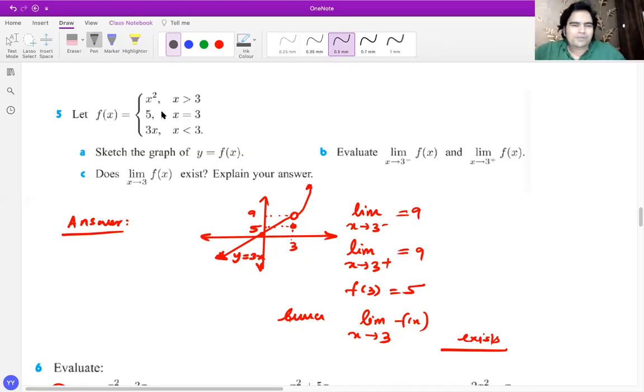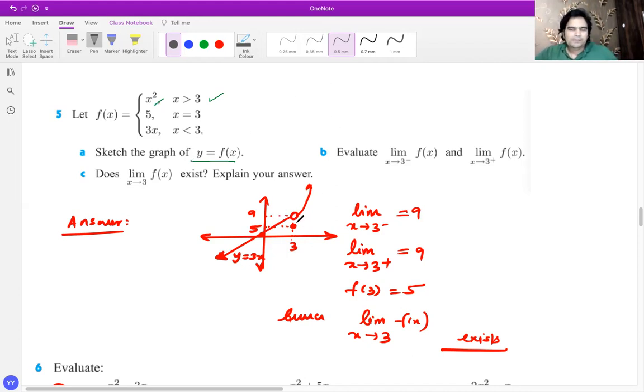So when you have three functions here, let's say in the form of a single hybrid function, our first one is for x more than 3, the valid function is x squared. At x equals 3, there's y equals 5, so that's like a point, and for x less than 3, this is y equals 3x function. So first part is to sketch the graph.